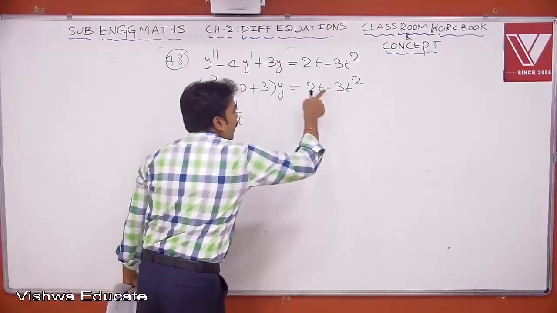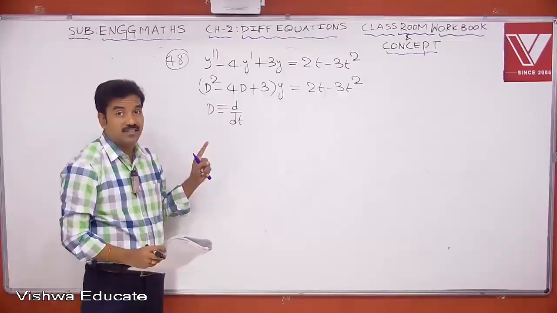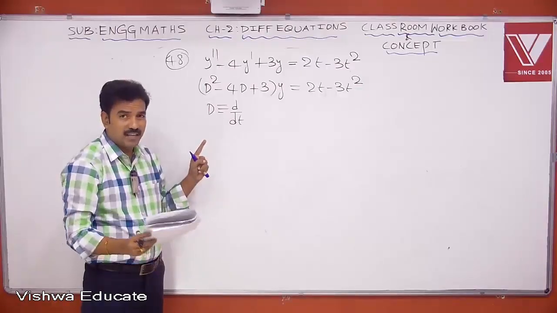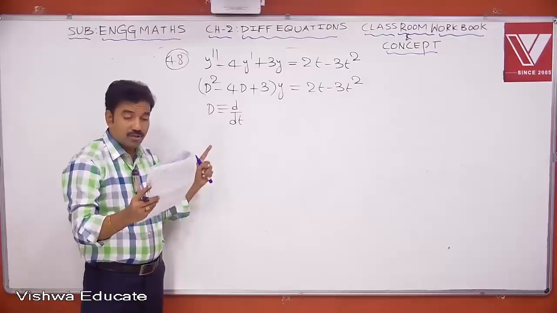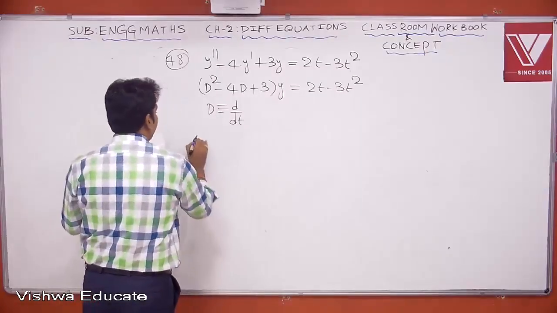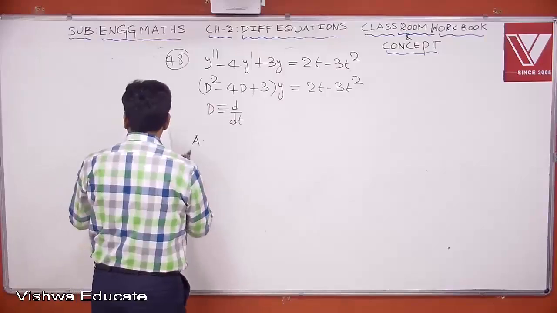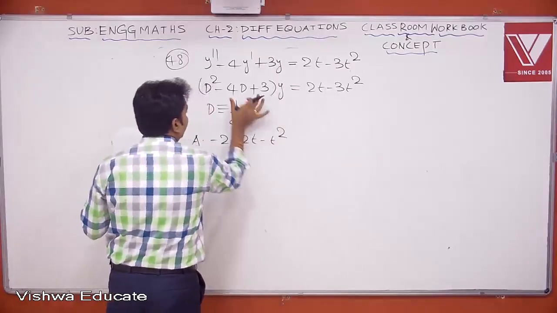Now this is a polynomial expression. So we can find particular integral by using case 6, right? In case 6 generally we go for series expansions. But here options are there, so you can verify easily. What is option A? Option A is minus 2 minus 2t minus t square. So this is f of D.